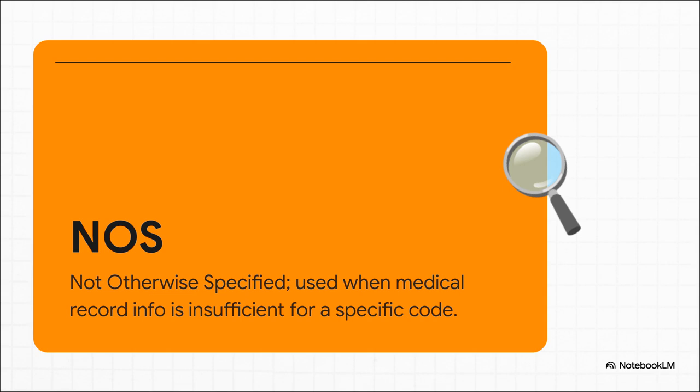So if a doctor just scribbles down pneumonia without actually identifying the specific bacterial or viral cause, the coder is kind of stuck. They cannot guess. They absolutely cannot assume facts that aren't written down. So the coder must use an NOS code, which essentially translates the documentation exactly as vaguely as it was written. It's a built-in protective mechanism to maintain the pure integrity of the medical record.